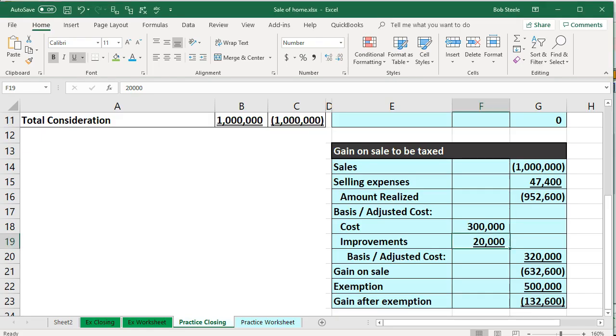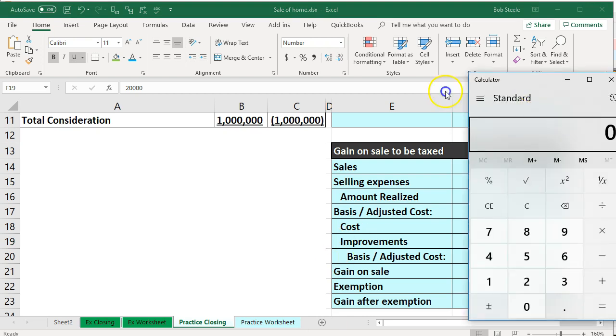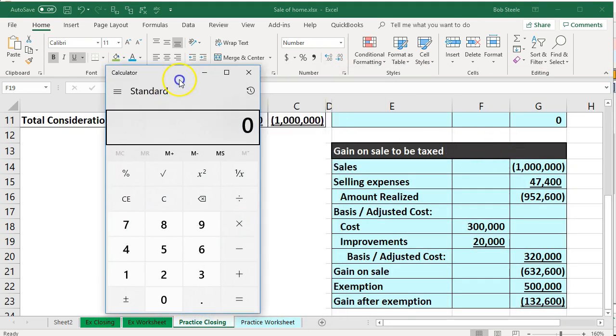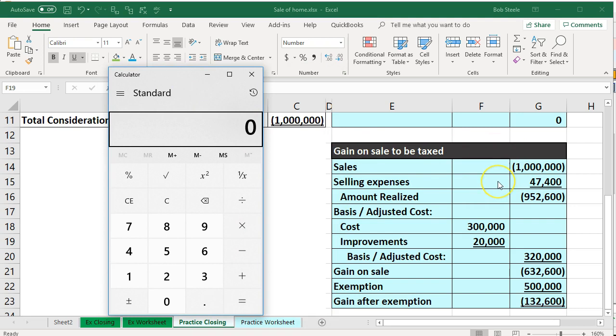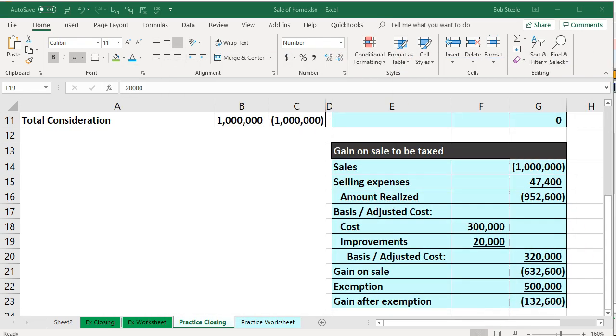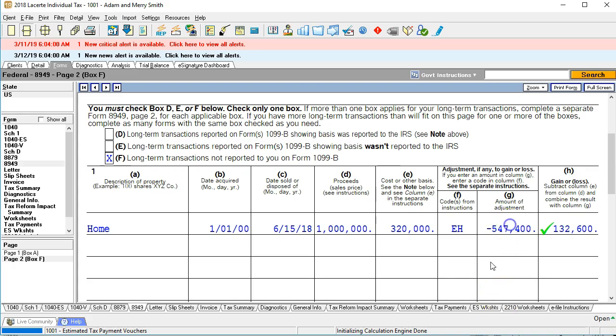If we go back to our information here, we're going to say, well, what is that amount of adjustment? Well, we know we had an adjustment for the selling expenses we haven't taken into consideration, which is the $47,400. And then we have this exemption that could be possible of the $500,000. That's going to give us the $547,400. So if we go back to our form, then we have the amount of adjustment, which is the $547,400.